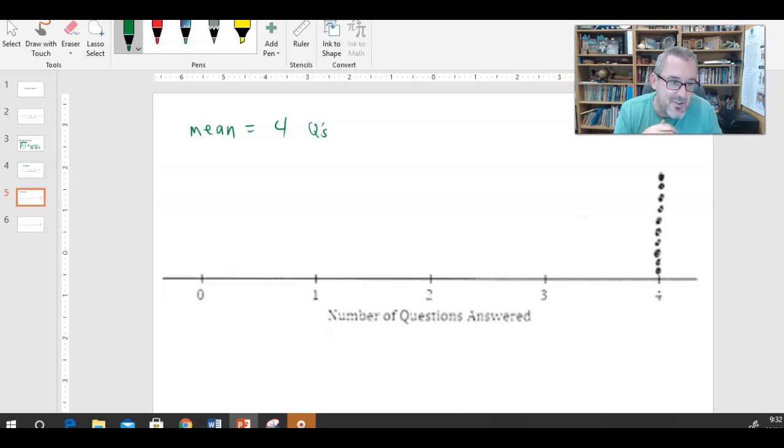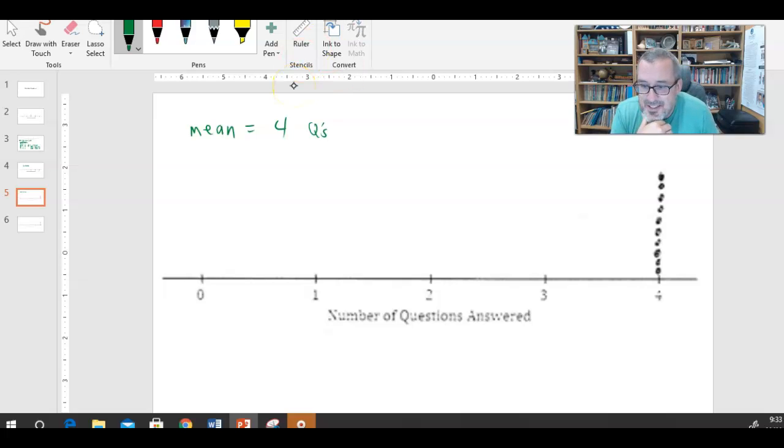Well, you can even do the math here. If there's 10 people, there should be 10 dots there, 4 questions each, that's 40 questions. So 40 questions divided by 10 is 4. So of course it would be 4. So the mean would be 4.